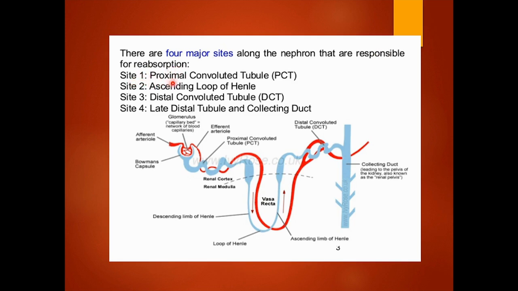Site 1 is the proximal convoluted tubule. You can see here, this is the proximal convoluted tubule. Site 2 is the ascending loop of Henle. So this is site 2, the ascending loop of Henle. Site 3 is the distal convoluted tubule. So this is the distal convoluted tubule, and site 4 is the late distal tubule and collecting duct. So this is site 4.